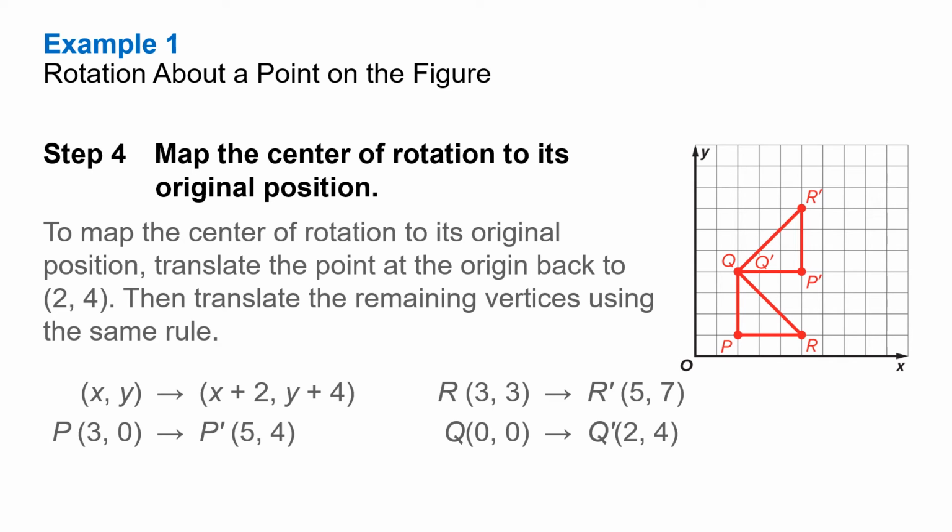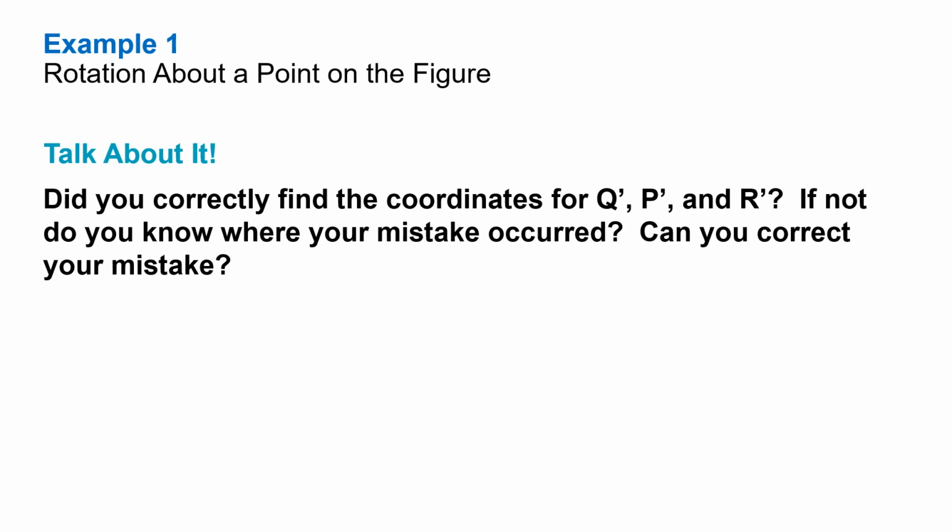So in the end, the final image point for point P is at (5, 4). The final image for point R is at (5, 7). And the final image for point Q is at (2, 4). And you can see on the graph that our triangle has been rotated 90 degrees counterclockwise.